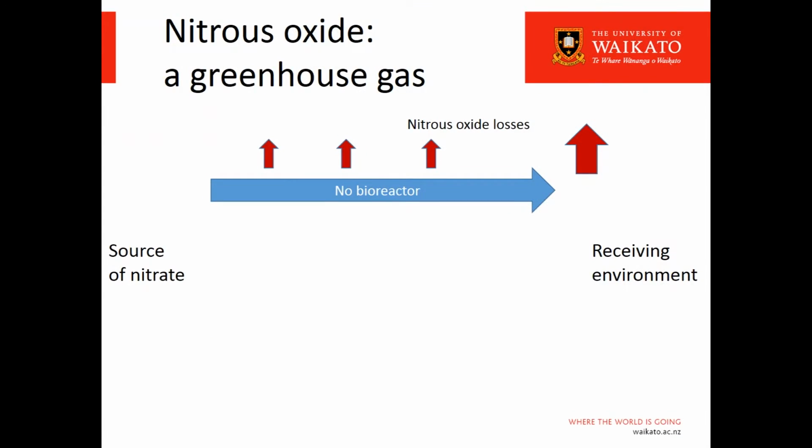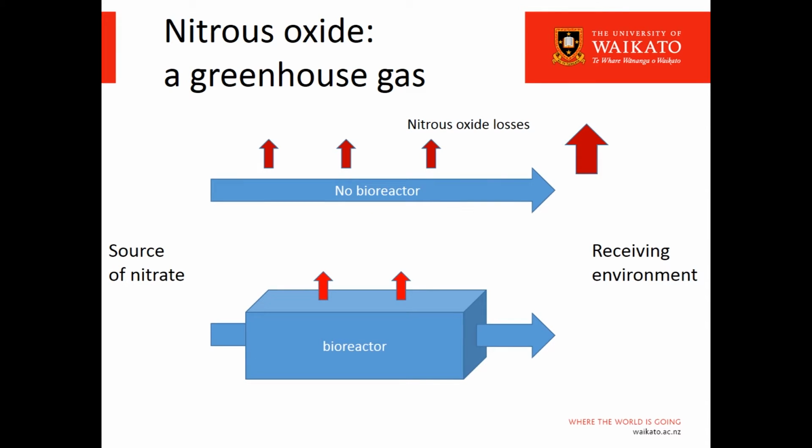Nitrous oxide. We talked about nitrous oxide a lot, and I think it is very important that we talk about this, but I want to put it in this context. If you have nitrate leaving an agricultural system, you've lost it. It's going to go to the ocean, and at some stage it's going to be denitrified, and at some stage you'll get nitrous oxide emissions along that line. If you put a bioreactor in, you will get nitrous oxide from that bioreactor. But it's not whether it occurs or not from the bioreactor, it's the relative amount between these two.